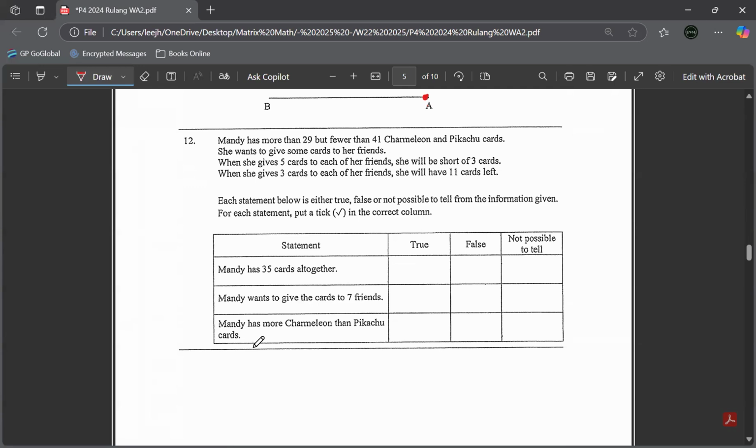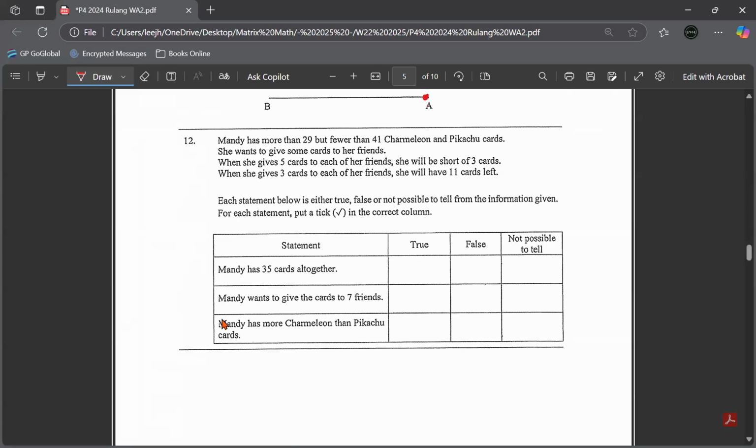Mandy has more than 29 but fewer than 41 Pikachu cards. She wants to give some cards to her friends. If she gives 5 cards to each of her friends, she will be short of 3 cards. When she gives 3 cards to each of her friends, she will have 11 cards left. Each statement below is either true, false, or not possible to tell from the information given here. For each statement, put a tick in the correct column.